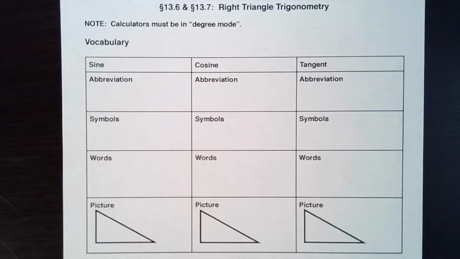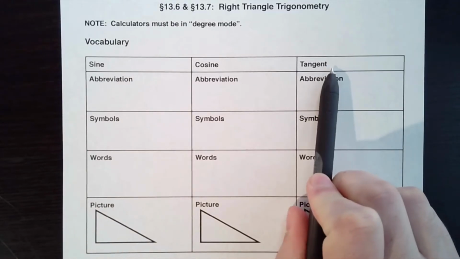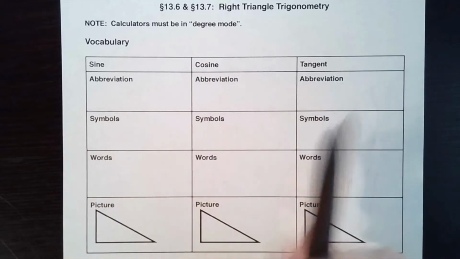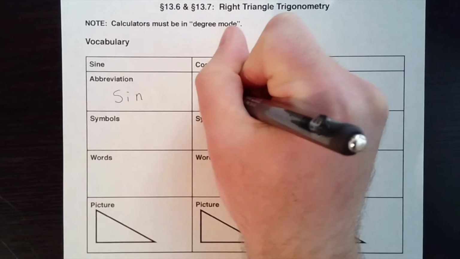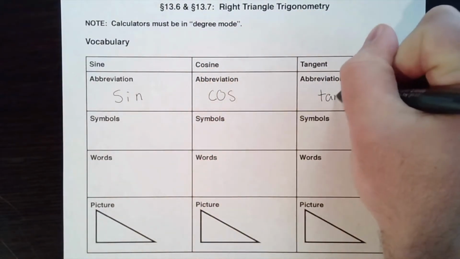So we have three of them. Like I said, we have sine, cosine, and tangent. And those are your three names that you see at the top of your table here. Now each one of these gets a three-letter abbreviation. You might see them on your calculator already. It is simply the first three letters of each word. So it is S-I-N, C-O-S, and T-A-N.